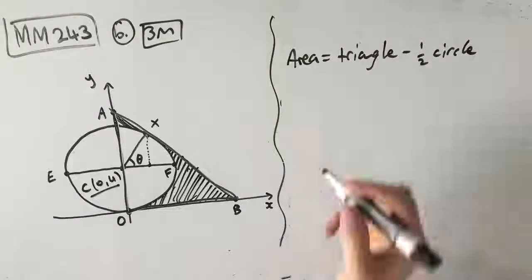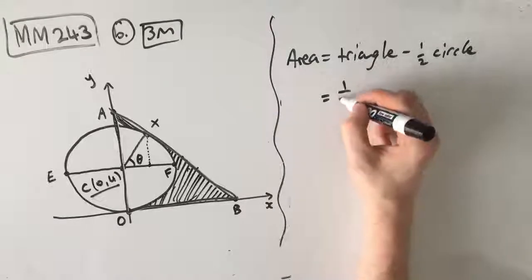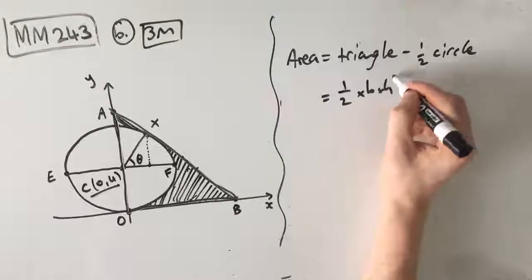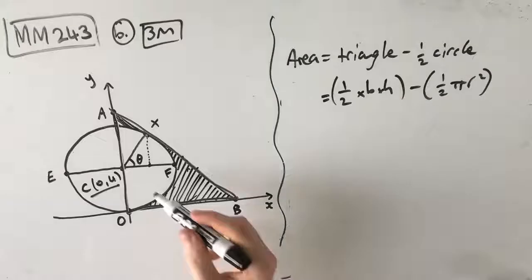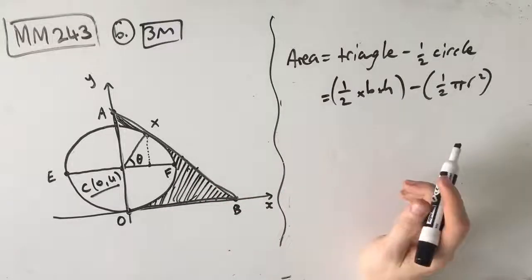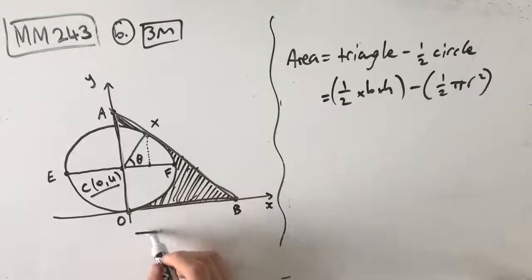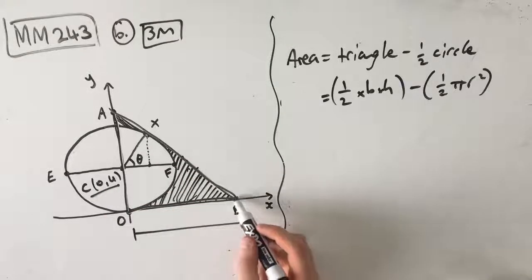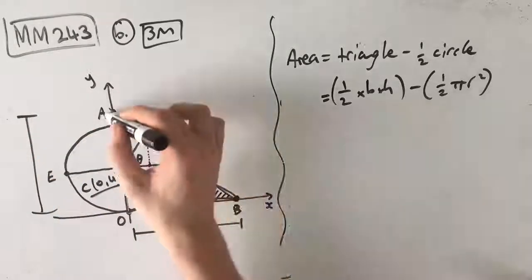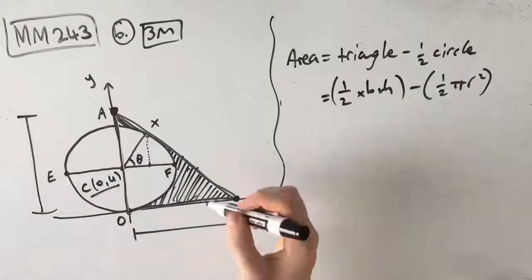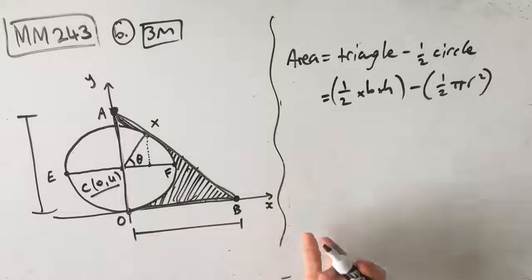So area is equal to the area of the triangle minus half circle. This is actually how I would write this in an exam. So the area of a triangle is half base times height, so half times base times height minus half pi r squared, right? Because we're doing half of the area. But in order to find the base and the height of the triangle, we're going to need to find our distance here, which is going to be our x-intercept at B, and our height here, which is going to be our y-intercept at A. So we know the equation of our AB line, and we need to find the x and y intercepts, so we can do that.